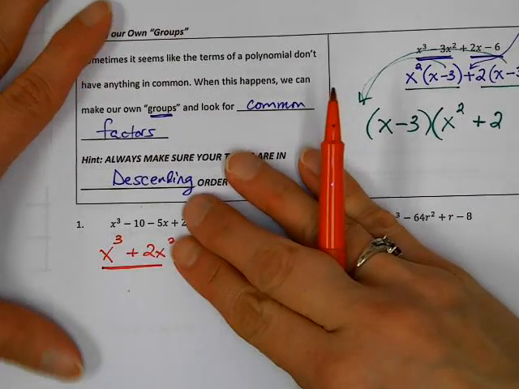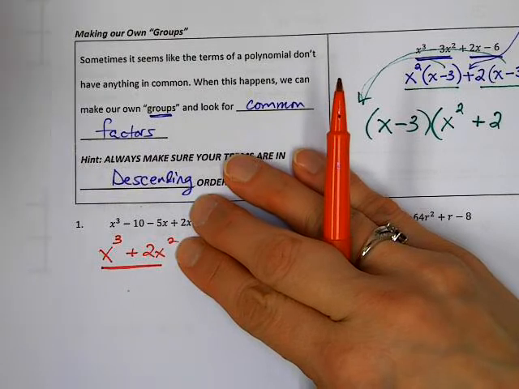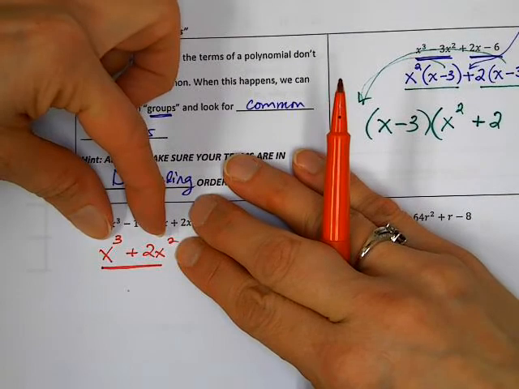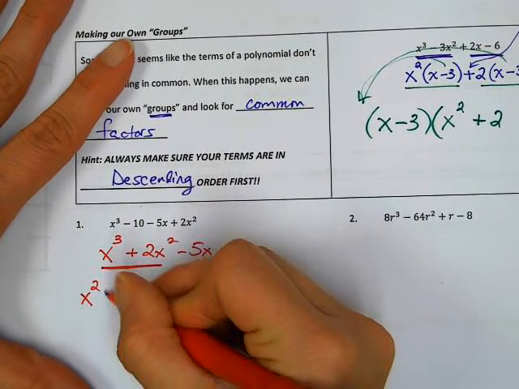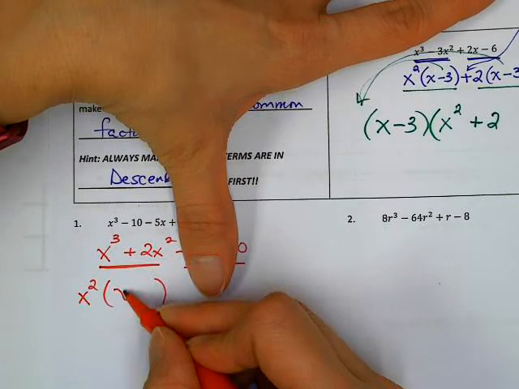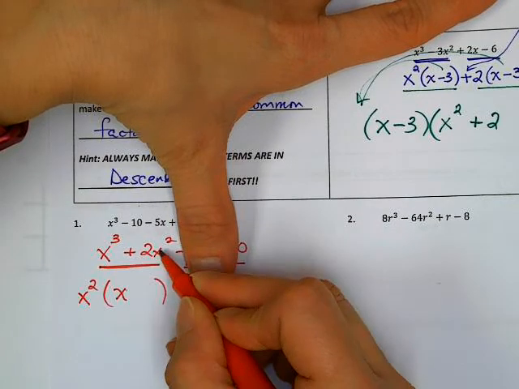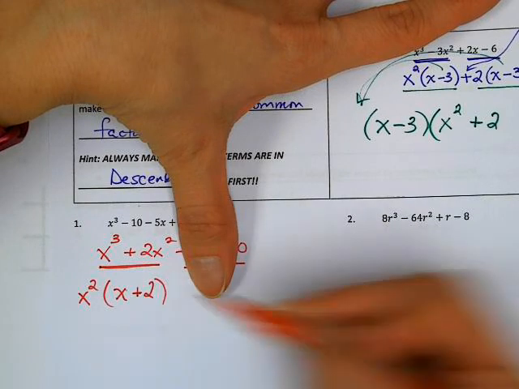All right, I'm just going to cover everything up because I want to see is there something I can take out. The greatest common factor between these two is x squared. Okay, so I'll take out x squared, and then that leaves us with 1 more x for that guy. He had 2 x's. I took them away. All he has left is his plus 2.